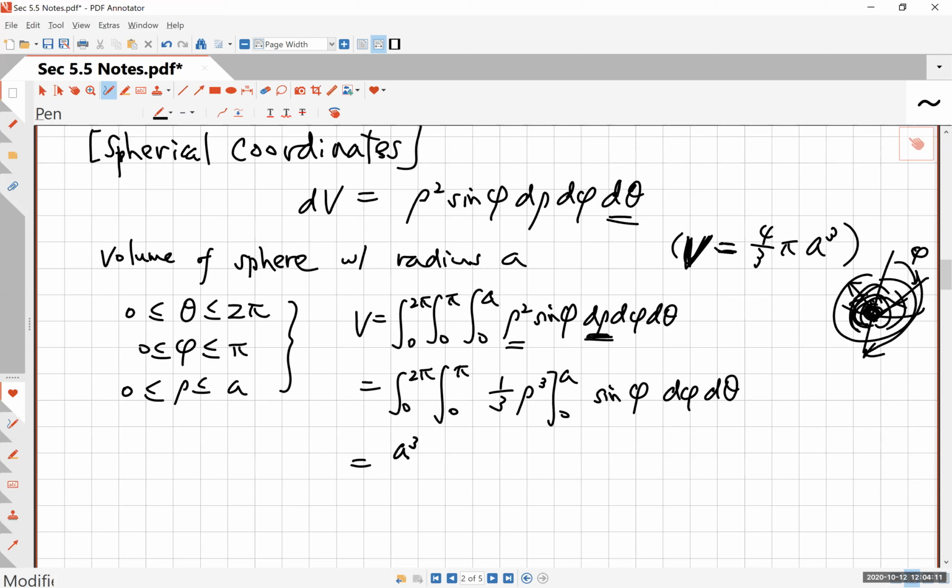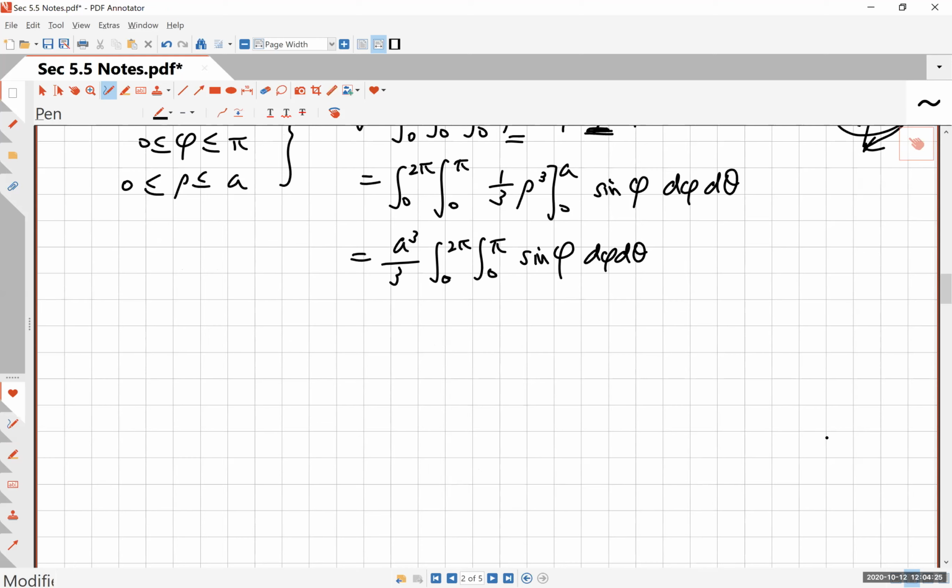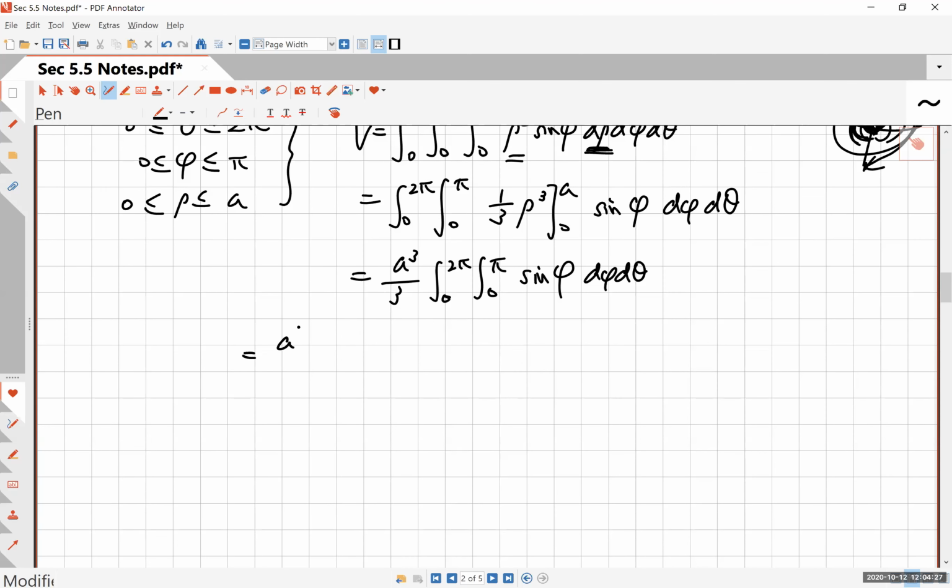So let's go ahead and write this. A cubed over 3 outside. And then what you will be left with is the integrand sine phi, and then you have d phi d theta. Okay, all right, so this is a cubed over 3, and then you still have the integral from 0 to 2 pi. What's the antiderivative of sine? That's negative cosine of phi going from 0 to pi, and you have d theta.